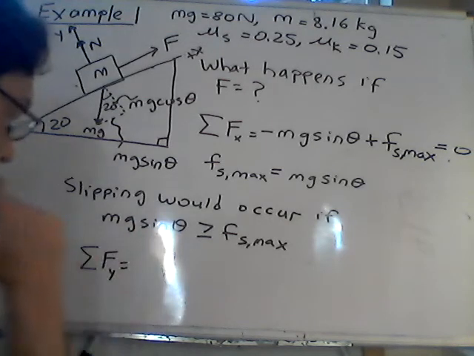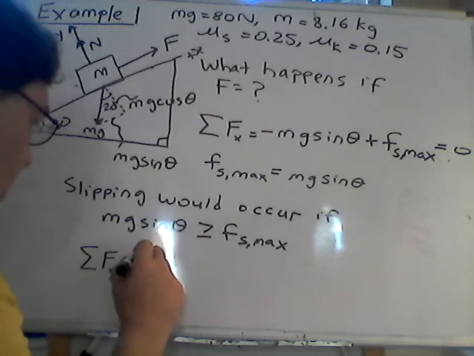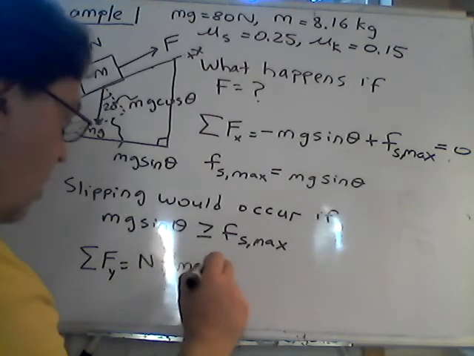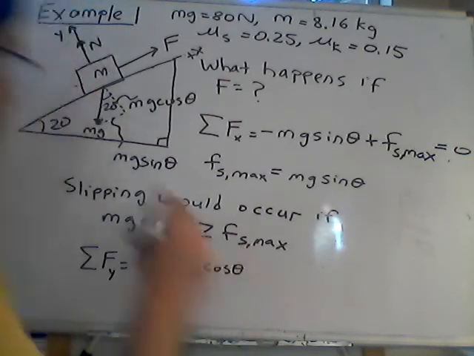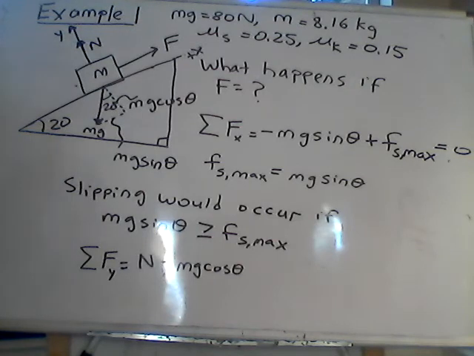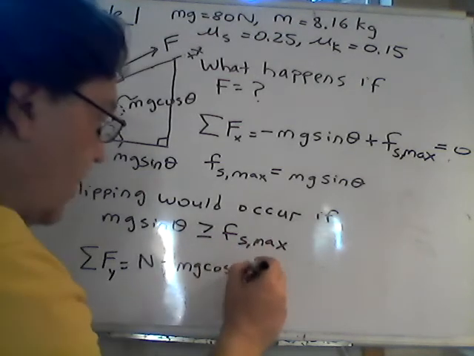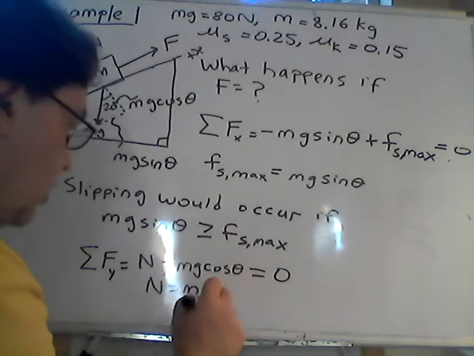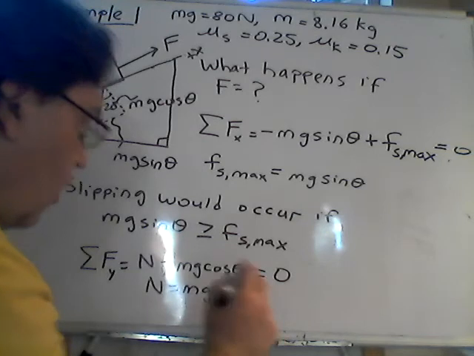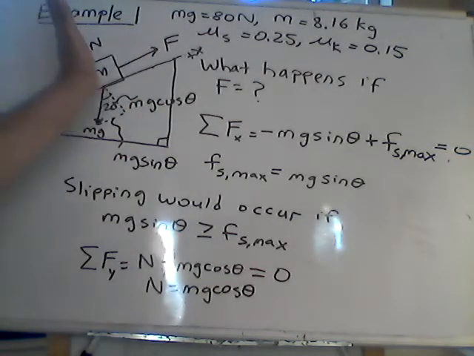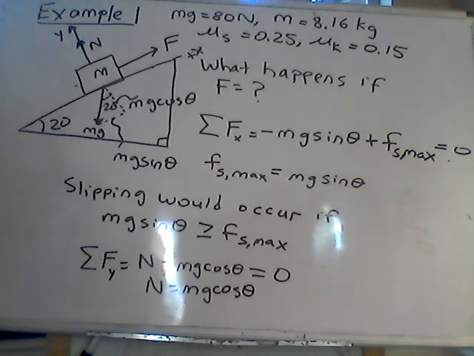That'll equal normal force up minus mg cosine theta down. Again, mg cosine theta is the only component of the weight in the new y direction. That's equal to zero. And so the normal force will be mg cosine of theta. Again, the only forces in this problem in the y direction are the normal force up and the component of the weight in the y direction.